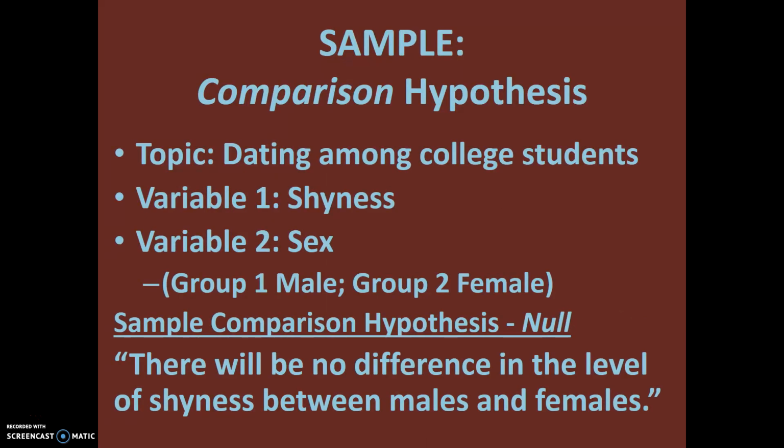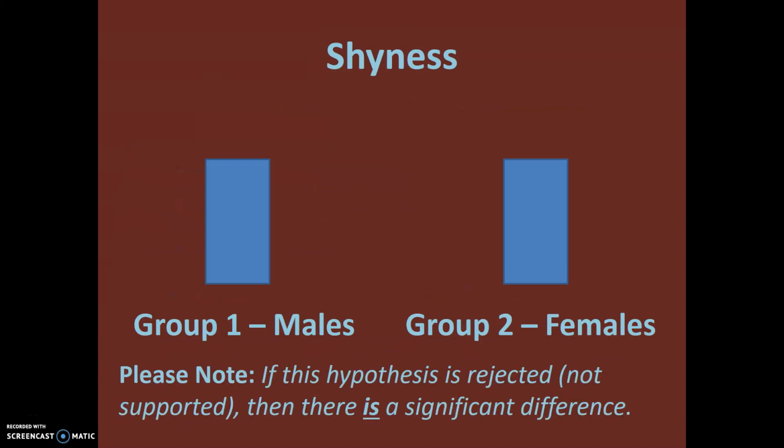Another example looks at shyness and sex, but in this case, this is a null comparison hypothesis. Remember that a null hypothesis does not state a direction. Instead, it just simply states the existence. So in this case, we would state the hypothesis to say there will be no difference in the level of shyness between males and females. Our prediction is that there is no difference that will exist. Again, the keyword is difference in there, so we know it's a comparison. In that case, we're predicting that the levels will be the same.